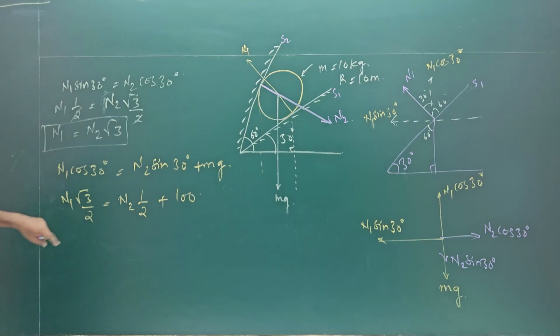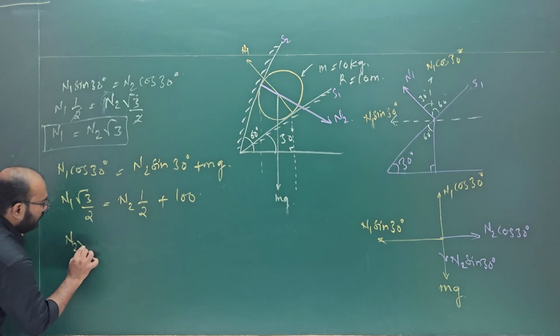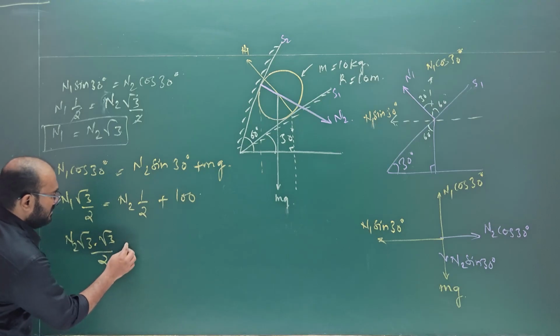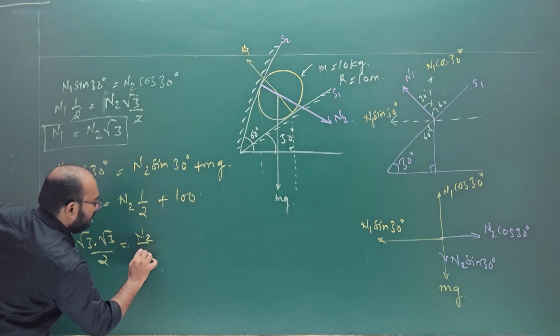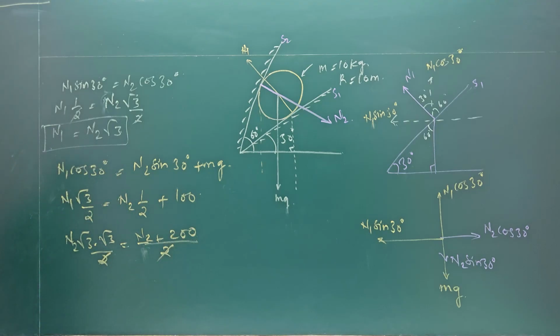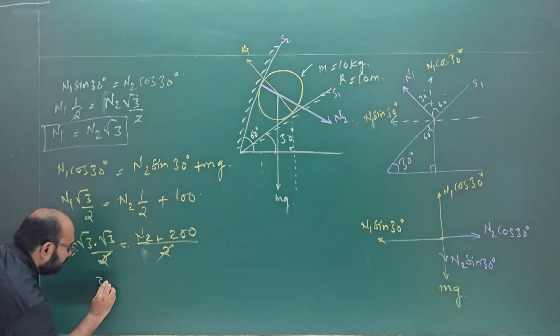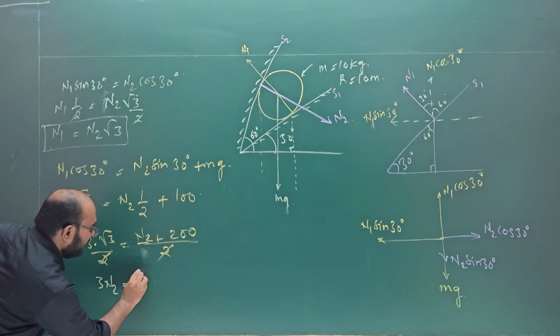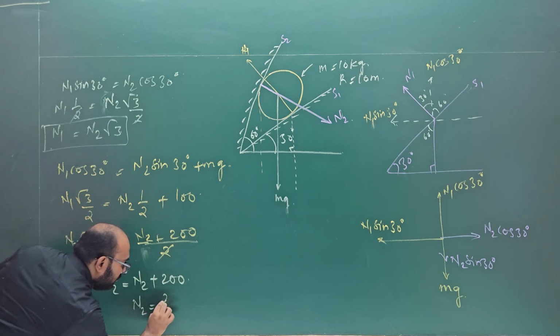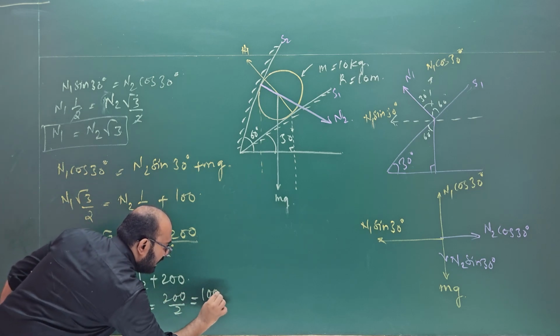Substituting the value of N1 here, N1 can be written as N2 root 3 into root 3 by 2, which equals N2 by 2 plus 200, can I write 200 directly? Okay. Then this becomes root 3 into root 3, that is 3 N2. So 3 N2 equals N2 plus 200. Take N2 over here, you will be finding 2 N2. That means N2 is nothing but 200 upon 2, that is 100 Newton.